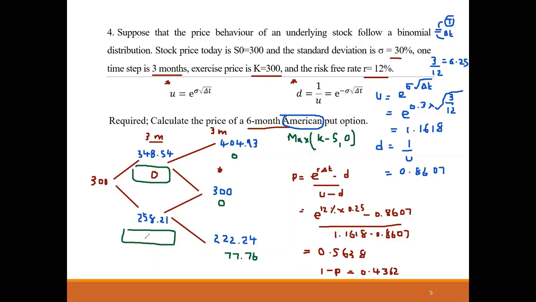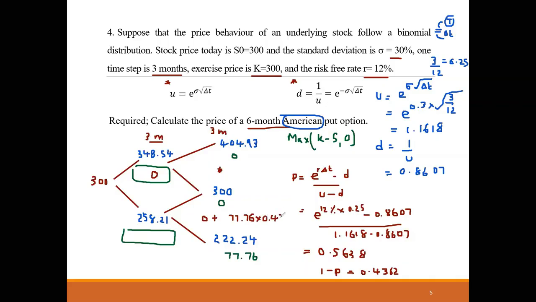And then calculate at this point what is the present value of the expected payoff. So here, if it goes up, the expected value is 0, because if it goes up, the value of the option is 0. So this would be 0 plus, to get the expected value, if it goes down, there is a value of the option of 77.76, which is the value of the option if it goes down. But the probability of going down is only 0.4362.